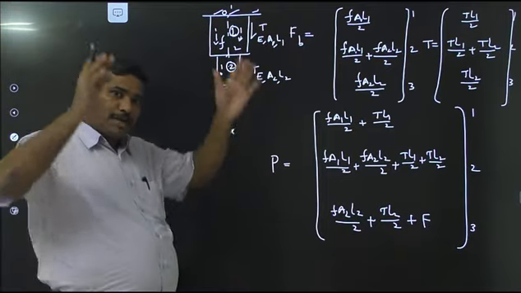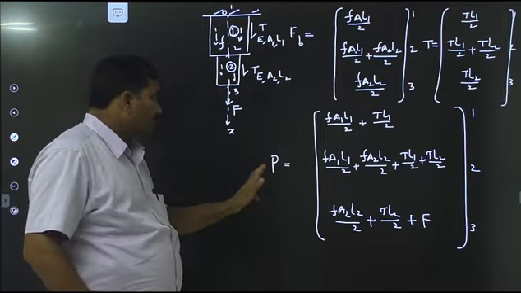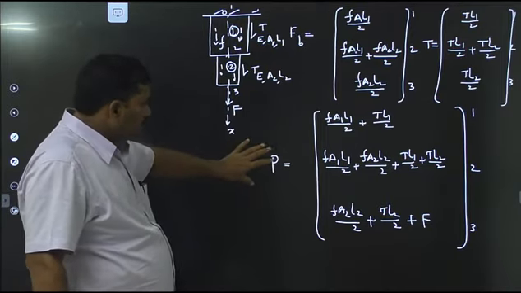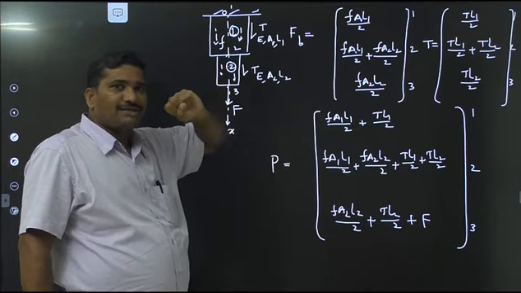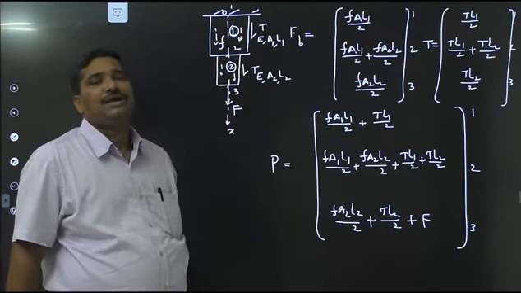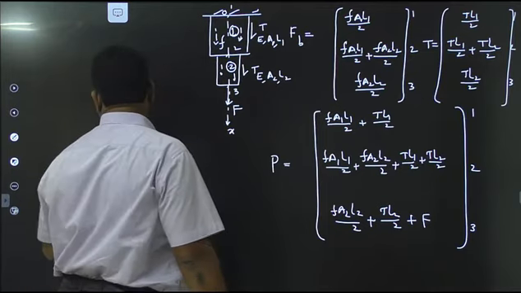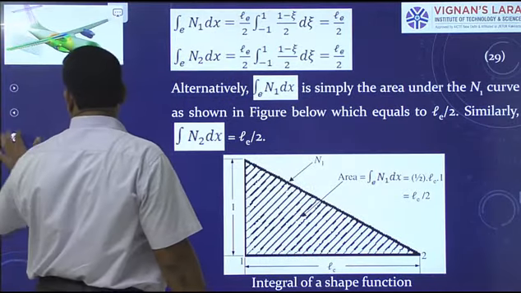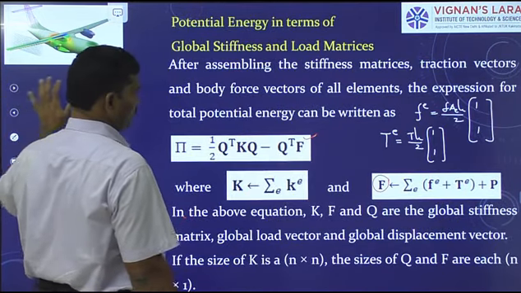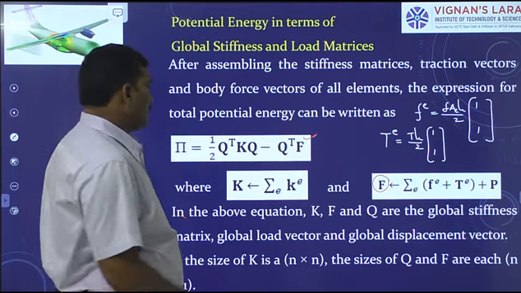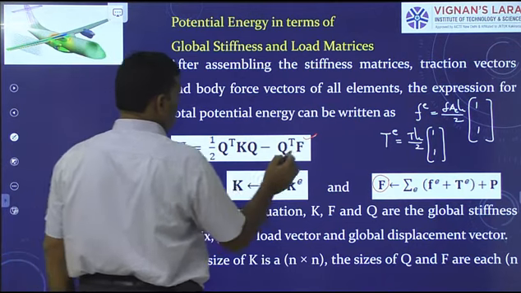You have to prepare the global stiffness matrix capital K. Then you have to prepare the global load vector P. This global load vector results from the global body force vector, the global traction vector, and concentrated forces acting at respective nodes of the domain. Okay, this is the global load vector.